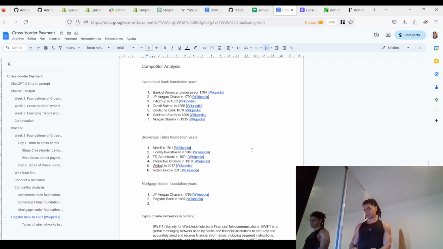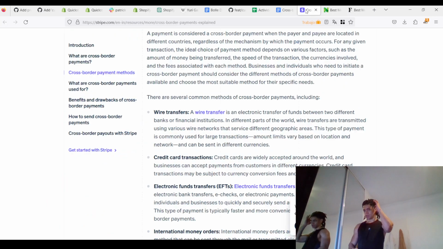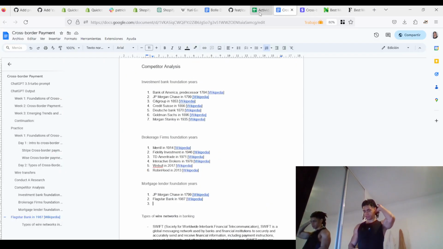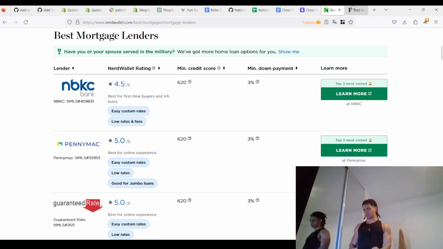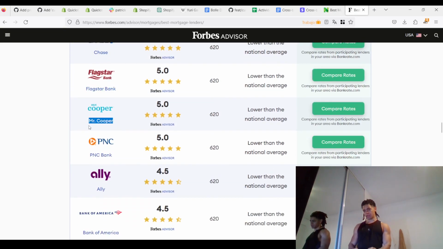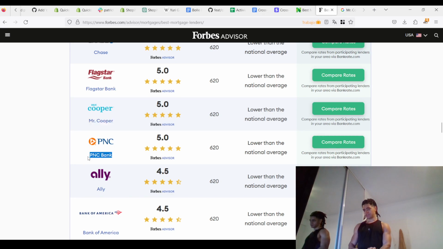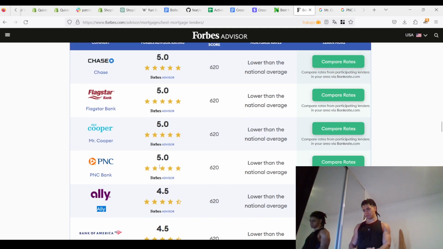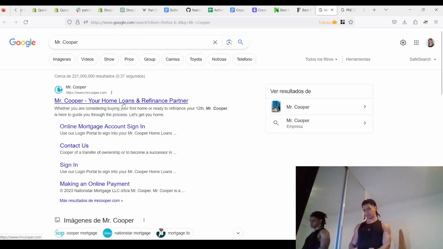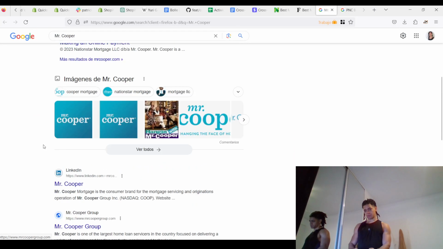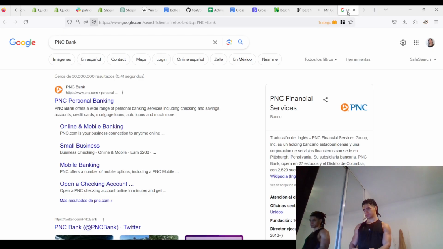Yeah, Flagstar Bank in 1987. So this is JP Morgan Chase in 1799, Flagstar Bank in 1987. Looking at another mortgage lender here, like Mr. Cooper, PNC Bank, and Ally. Mr. Cooper, personal finance, PNC service.